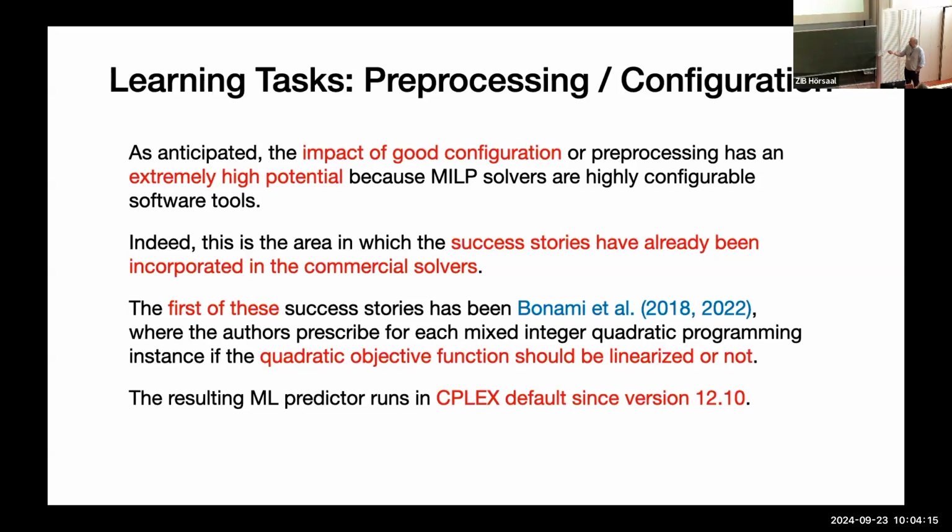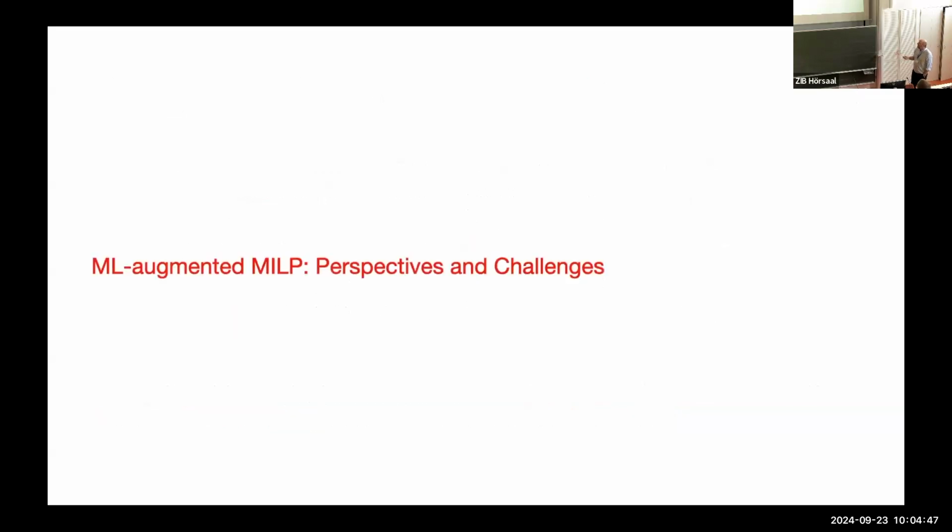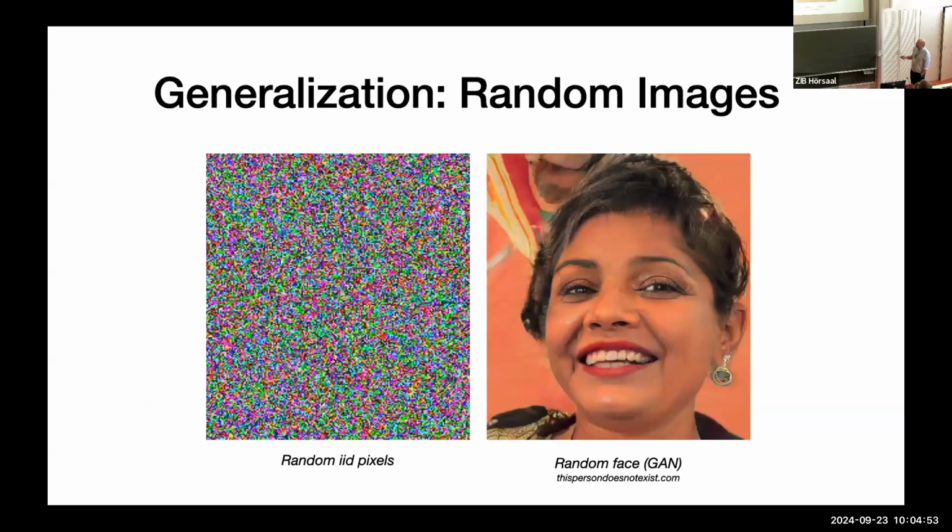This is actually in CPLEX default since version 12.10, and this has been probably the first success of machine learning in commercial solvers, used inside SCIP now as well, which is not a commercial solver. Xpress, Gurobi, I'm sure they have something in the same realm. And there are some other successes, and I'm pretty sure that you have been covering this a lot. So let me use the last 2 minutes to tell you a little bit of perspective and challenges.